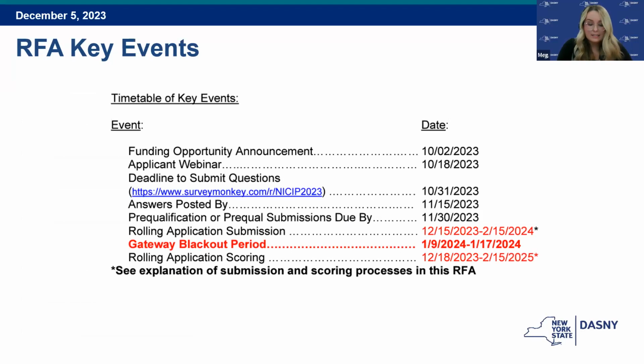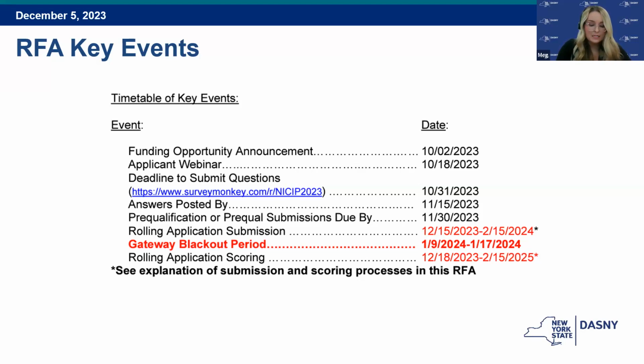There are several key events that applicants must keep in mind, and several of these dates have recently changed. Between announcing the funding opportunity on October 2nd and through October 31st, DASNY accepted questions via the SurveyMonkey website listed in Section 3 of the RFA. As of November 15th, 2023, all of those questions were answered and were posted on both Grants Gateway and DASNY's NICIP website. Some answers were recently updated on November 30th, so please make sure you're reviewing the most recently updated version. Applicants will need to ensure their Grants Gateway document vault is pre-qualified prior to November 30th.